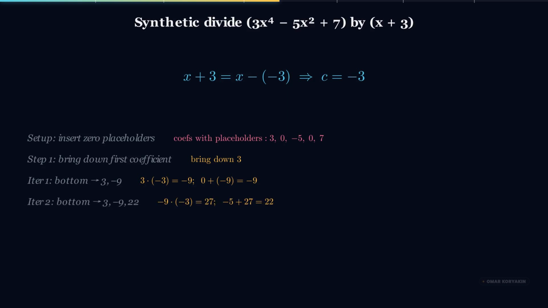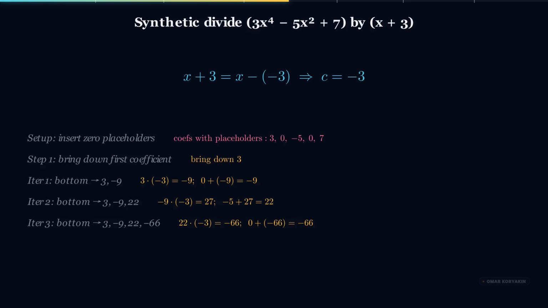Step 4. Second multiply and add. Multiply negative 9 times negative 3 equals positive 27. Write 27 under the next coefficient negative 5. Add negative 5 plus 27 equals 22. Bottom row so far: 3, negative 9, 22.